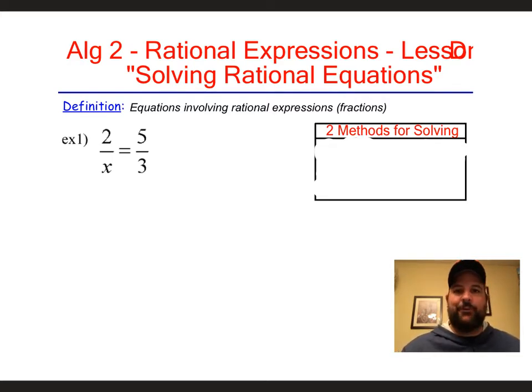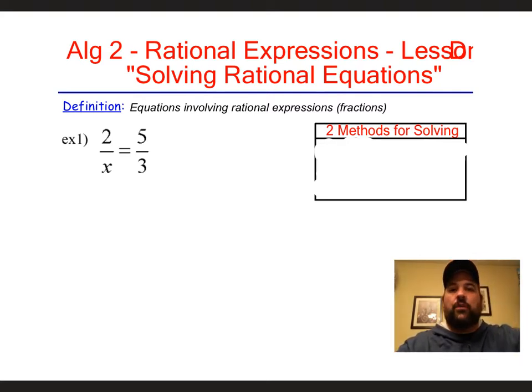In fact, the place that you probably talked about them was when you talked about solving proportions, because as you can see here in our first example, 2 over x equals 5 over 3, this would be an equation that involves rational expressions because we have fractions, and it's really a proportion because we have a ratio equal to another ratio. And what we're going to see is that when we solve these types of equations, there's two basic ways that we can solve.